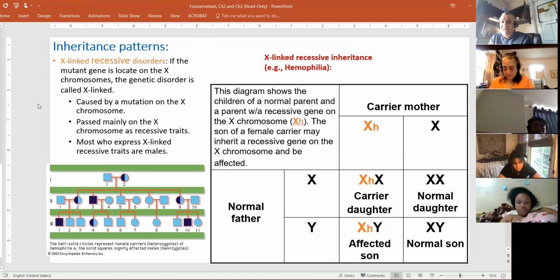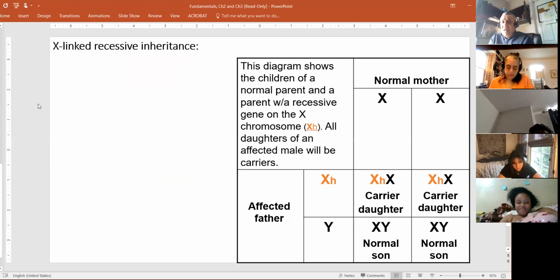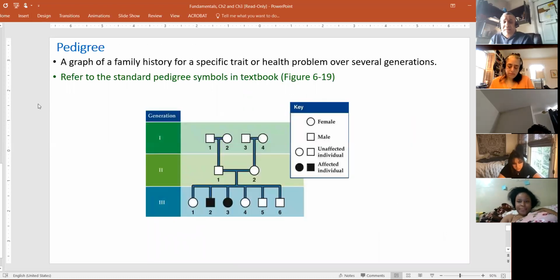And mostly they would be carriers, like 25% affected son here. It's 25%, and then 25% normal daughter and 25% normal son. This is a different scenario of the recessive, the X recessive.